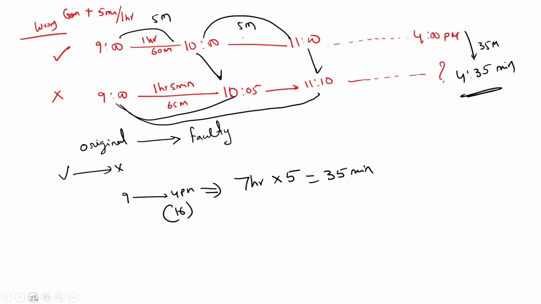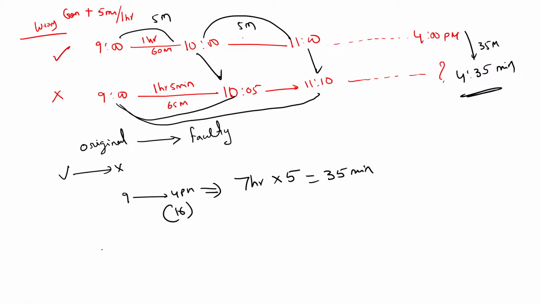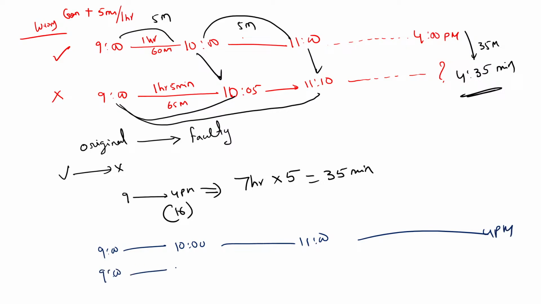And let us take the slowing down case also. Like I am setting both at 9, the original one is showing 10, 11 and so on. If the original one is showing 4 p.m., what will be the time in the faulty one? So it starts at 9 o'clock. After an hour it is going to show 9:55, because this time it is losing 5 minutes for every 1 hour. Then 10:50 and so on.